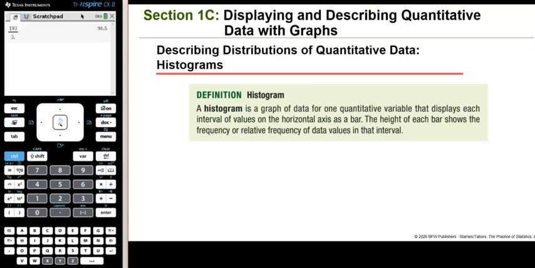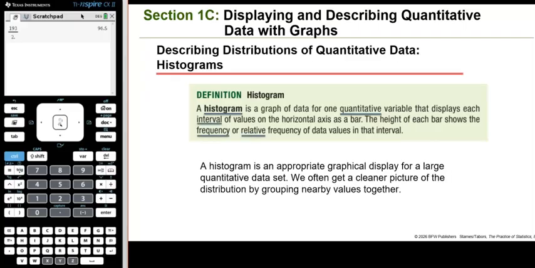What's a histogram? So we're already in histograms here. A histogram is a graph of the data for one quantitative variable that displays each interval on the horizontal axis as a bar. The height of each bar shows the frequency or relative frequency of all the data. So this is for quantitative data. Sometimes we take that quantitative data and group it into bars, kind of like pushing it into bars, especially when we have a large quantity. That's really when we use it.